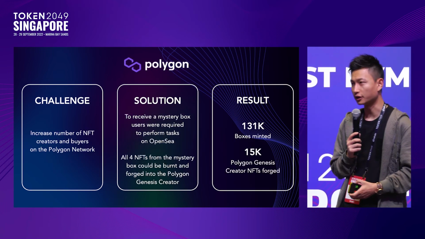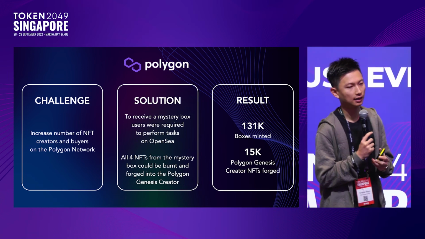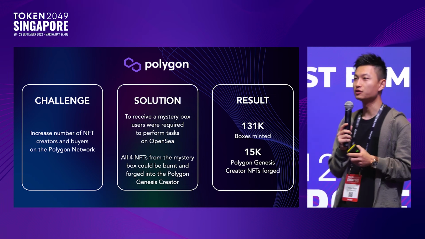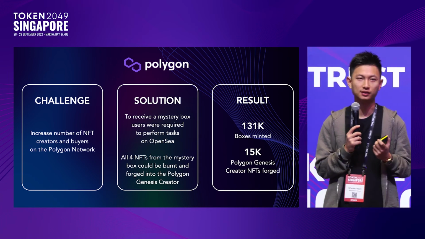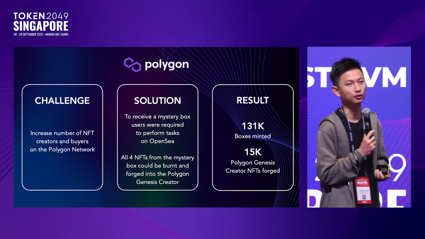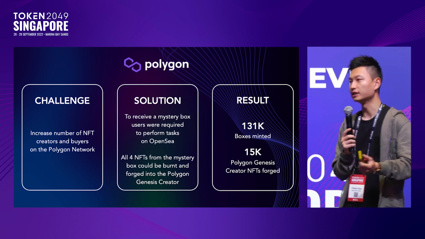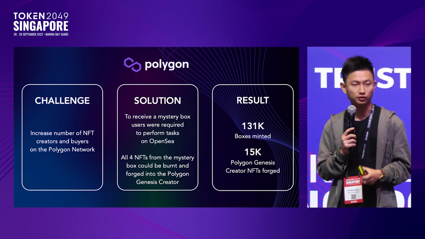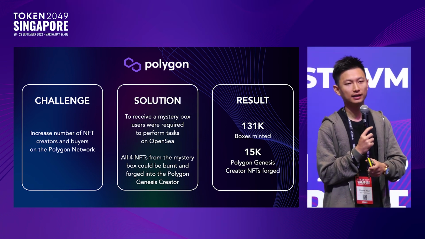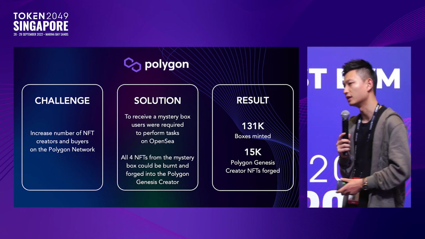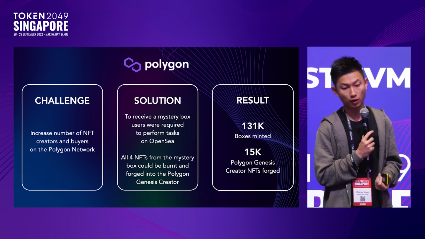We also work with Polygon. Polygon wants to drive users. They want to see more users trading on OpenSea on the Polygon network. That was the first network they supported other than Ethereum on OpenSea. And then we designed a campaign to encourage people to list their assets on Polygon, and also trade and buy assets on Polygon, on OpenSea. And it works very well.